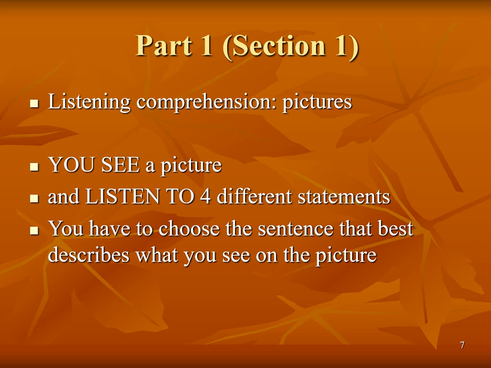So actually, part first of section 1 of the listening comprehension is the pictures. You will see the picture and listen to four various statements. You have to choose and select the sentence that best describes what you see in the picture. I'm going to delve into this listening section in our following lessons.